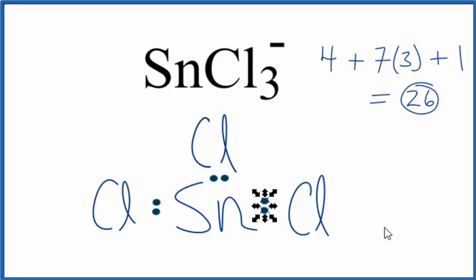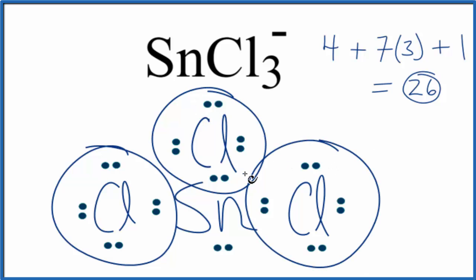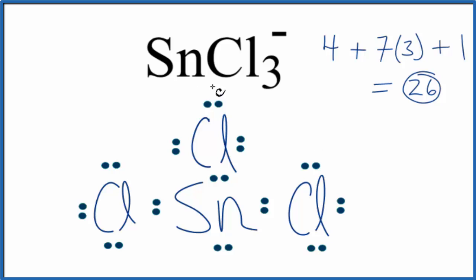And we've used 6 valence electrons. Remember, we only have 26. Now we'll complete the octets on each one of the chlorine atoms. Right now, we've used 24 valence electrons. We have 2 more, and we'll just use those to complete the octet on the tin here. So at this point, each chlorine atom has 8 valence electrons, and that central tin has 8 valence electrons. So this is a good Lewis structure for SnCl3-.